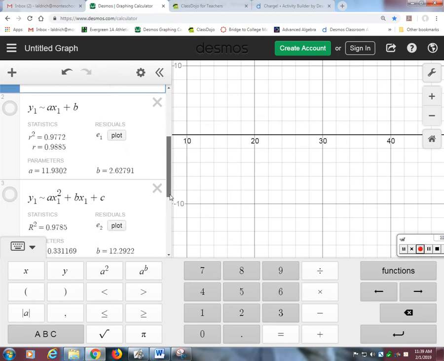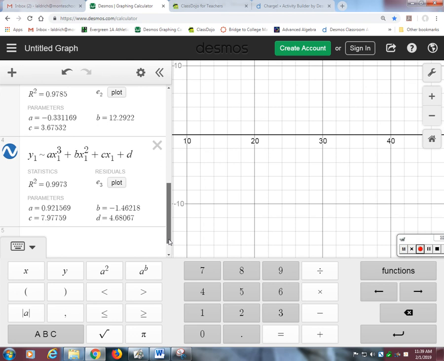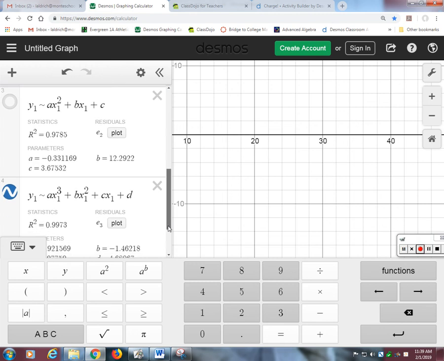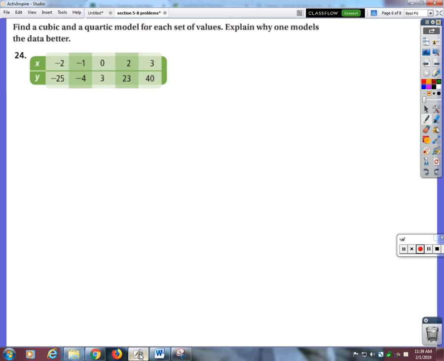Okay, so now I want to find which one of these is best. And the cubic, yeah, is 99.73. That one's 97. This one's, what? Oh, okay. So this one asks us to specifically compare a cubic and a quartic. That's x to the fourth. I don't want to do that one.